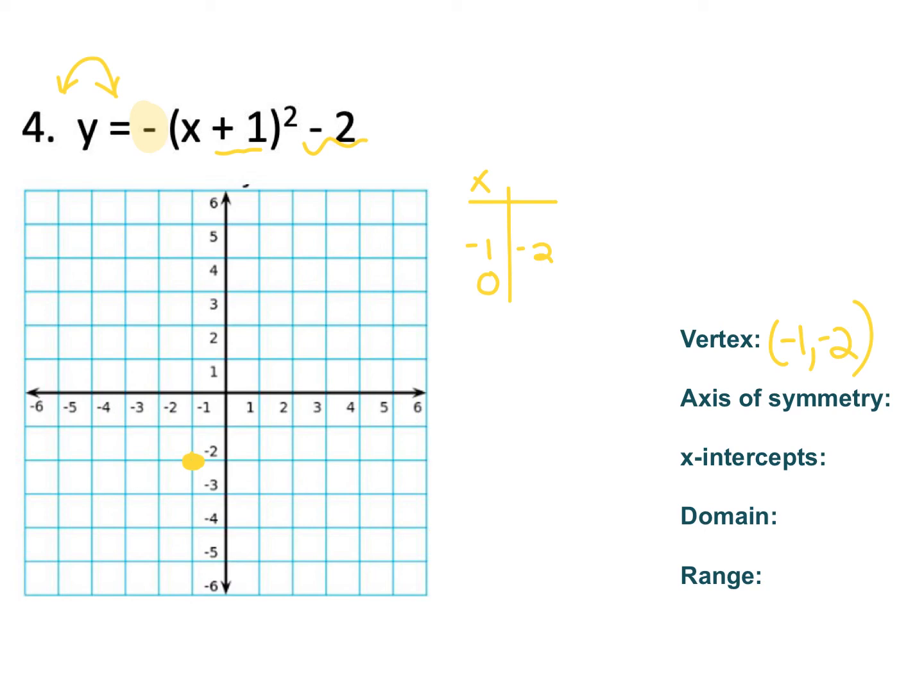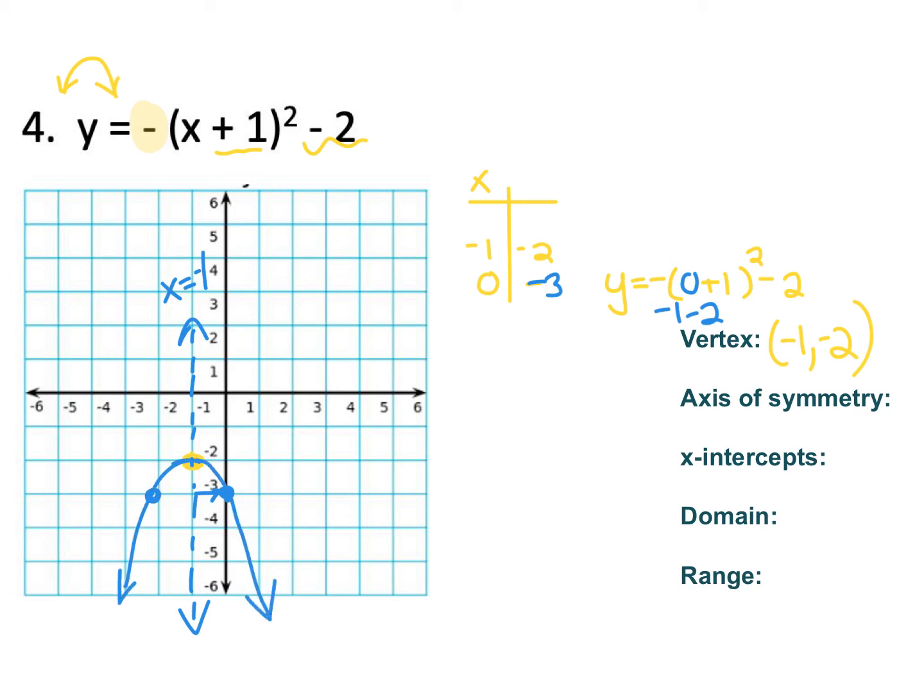If I plug in 0 into my function, I get 0 plus 1 would be 1. 1 squared is 1. So I would have -1 minus 2, that's -3. So (0, -3). So here would be my axis of symmetry through my vertex, which would be x equals -1. By symmetry, if I have 1 point to the right, I got 1 point to the left. So my parabola will look like this.